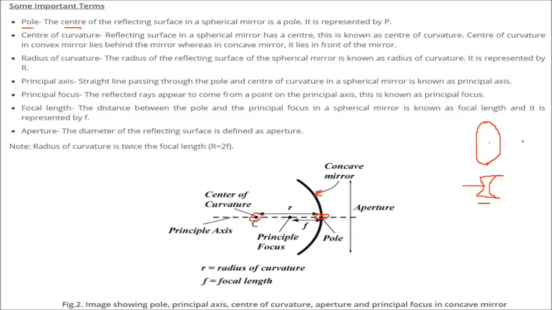Then radius of curvature. What is the radius of curvature? See, this is a part of a circle. So you can make a circle out of it. Here also you can make a circle. So there has to be some center. The radius of this reflecting surface of the spherical mirror is known as the radius of curvature. In this figure, for this concave mirror, the radius of curvature is capital R.